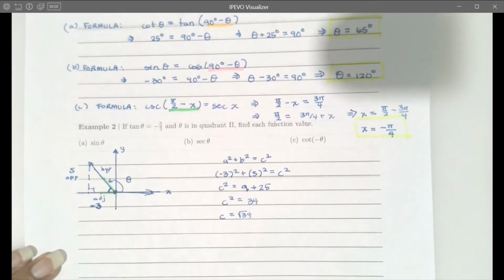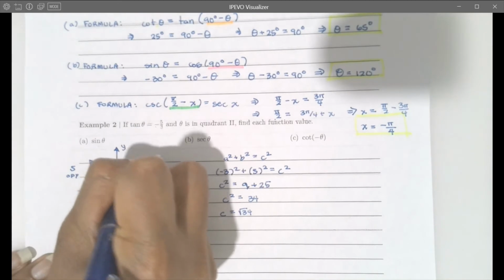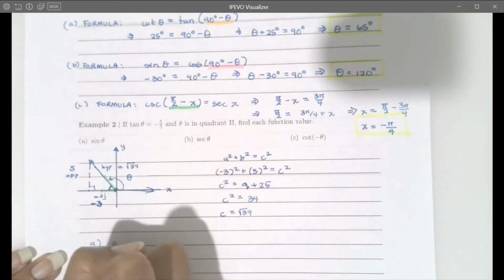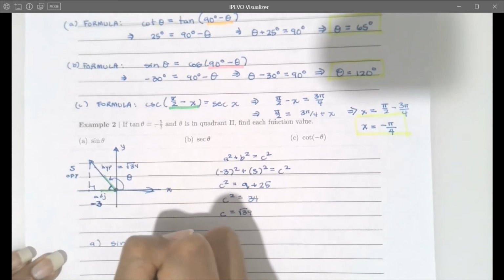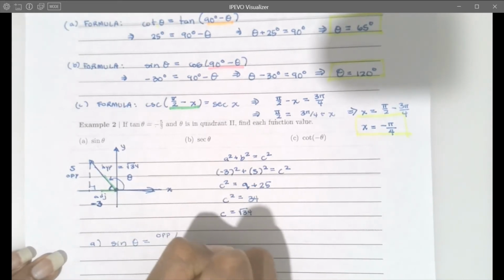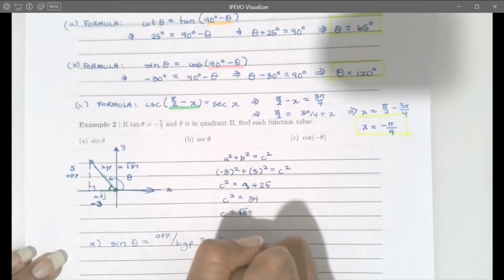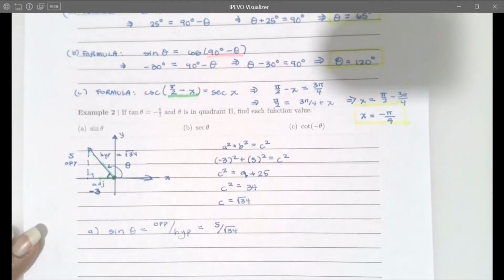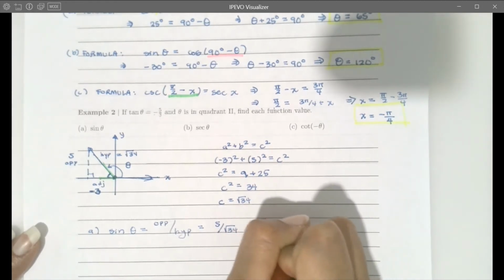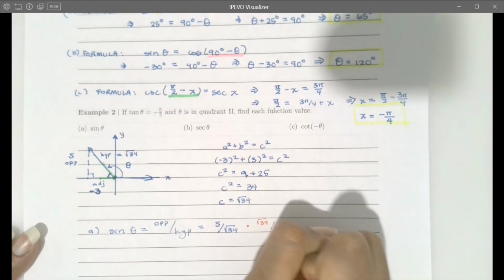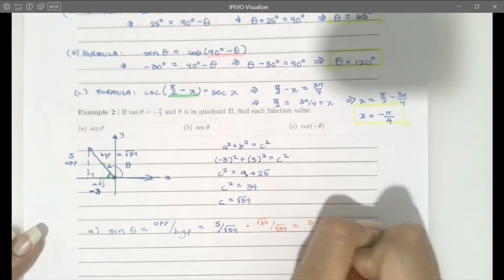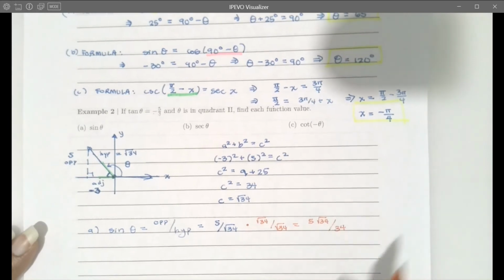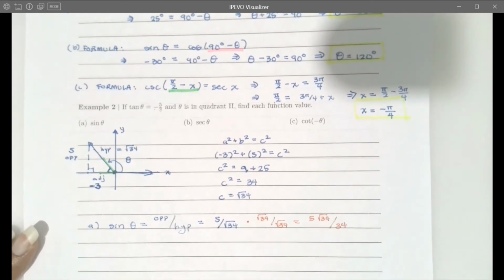Okay, so now based on this, which is square root of 34, we can find sine of angle theta, which we said is opposite over hypotenuse, and that is going to be 5 over square root of 34. Now we normally don't like to have radicals in the denominator, so we have to rationalize. That means multiply top and bottom by square root of 34. And so we get 5 square root of 34 divided by 34. And that would be our final answer for part A.